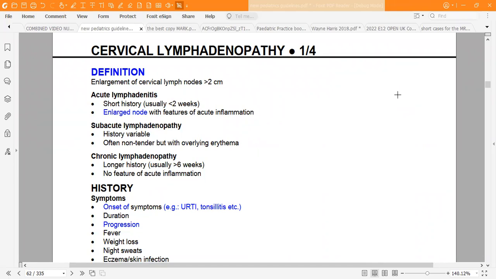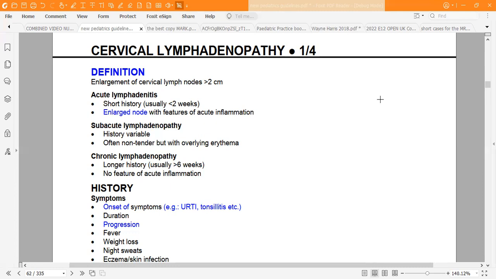Okay, today we want to read the cervical lymphadenopathy guideline from the new pediatric guideline book, which is the GLIM book, UK guideline. It's very important as you may face a lymphoma or leukemia or a cervical lymph node video in your video station. It may come up as a history as well. So you need to know the guideline very well.